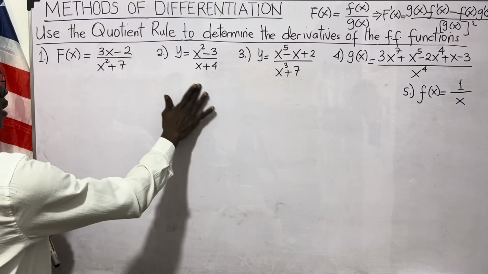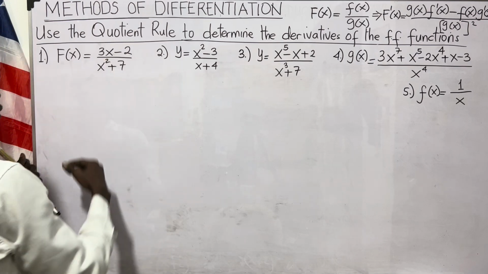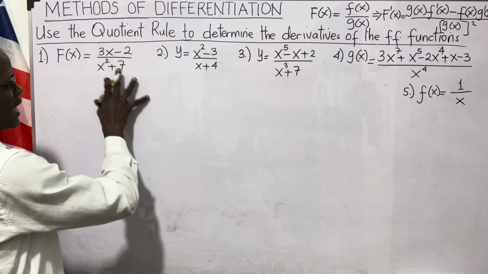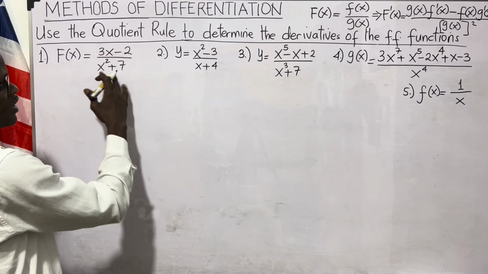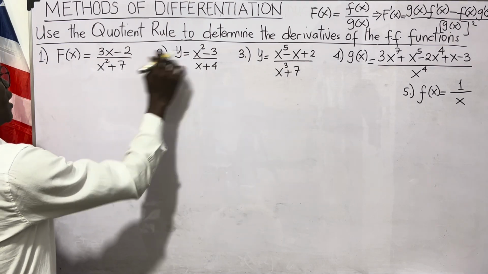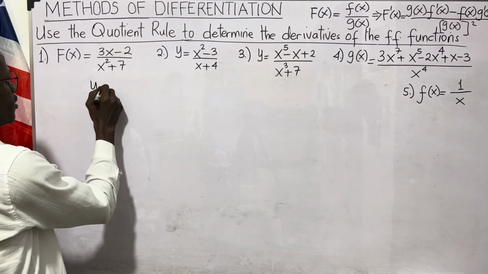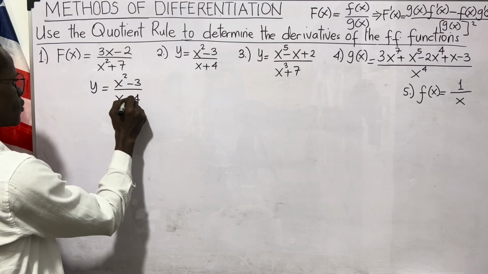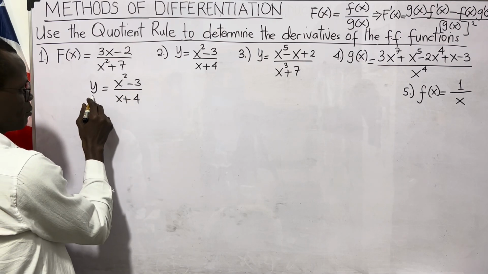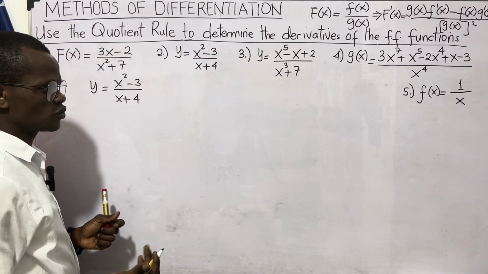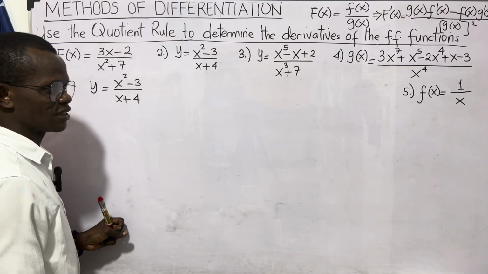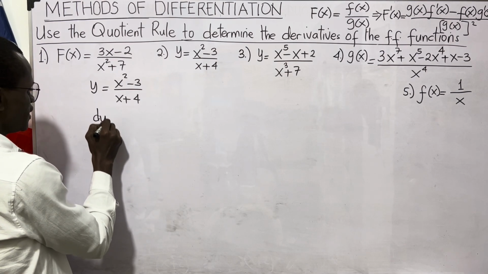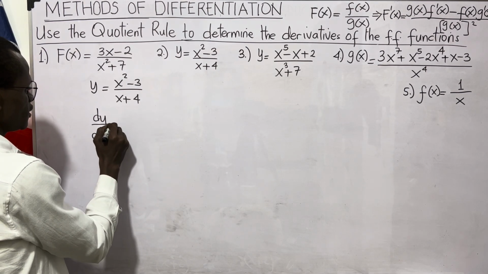So again, for this problem now, we're not going to go with the first method that we used. It's the same thing, but you may not have the time to be rewriting f of x and g of x. No, you don't have the time for that. So the function is y equals x squared minus 3 divided by x plus 4. So y prime, or some books will say find dy by dx. That's the same as y prime. So you say dy by dx is equal.